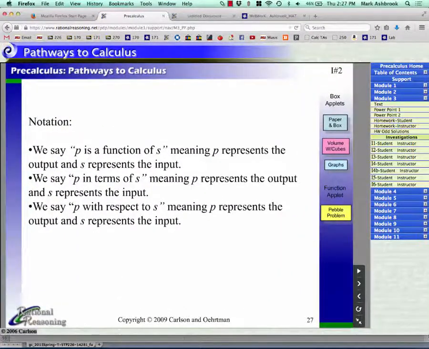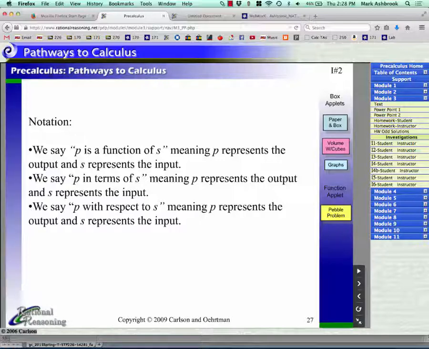If we say p is a function of s, then p is the output and s is the input. By saying p is a function of s, we're saying p depends on s. So p would be the output depending on s, the input. If you say p in terms of s, again, that means p is the output and s is the input.